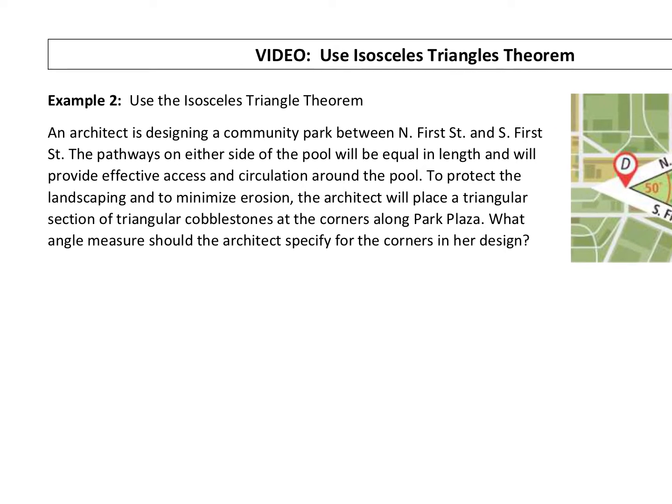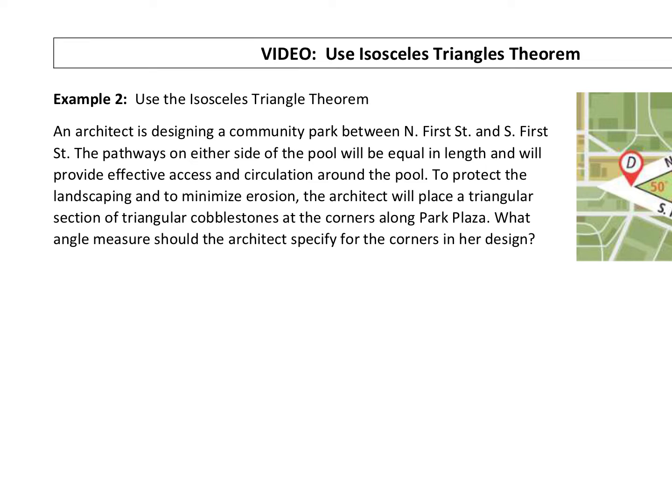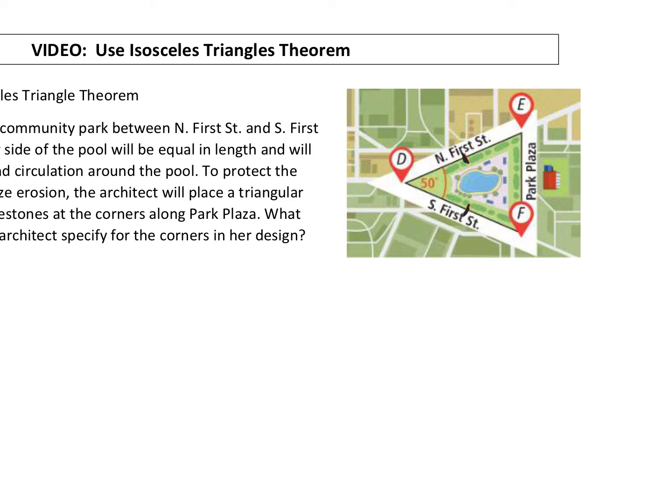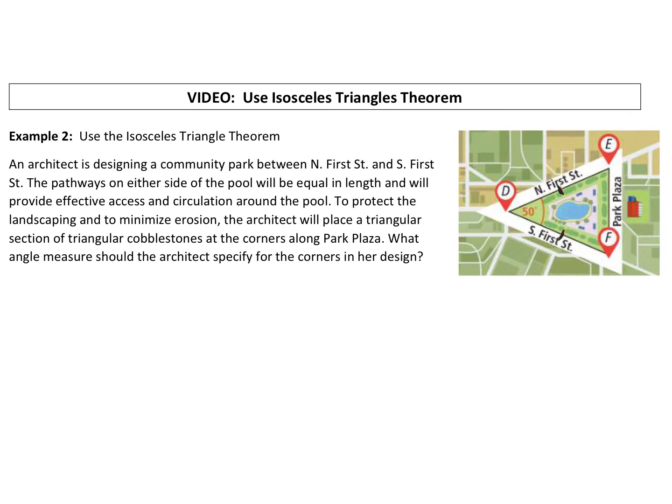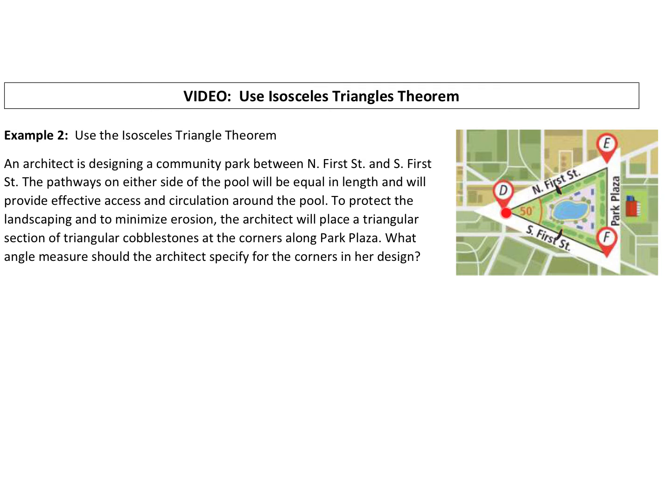To protect the landscaping and to minimize erosion, the architect will place a triangular section of cobblestones at the corners along Park Plaza. So at the corners along Park Plaza, here we have corners D, E, and F. What angle measure should the architect specify for the corners in her design?